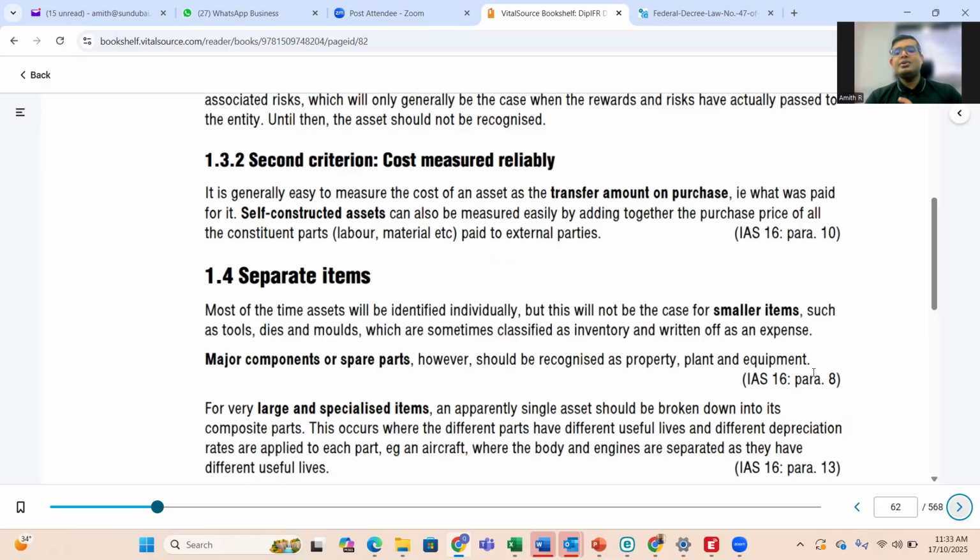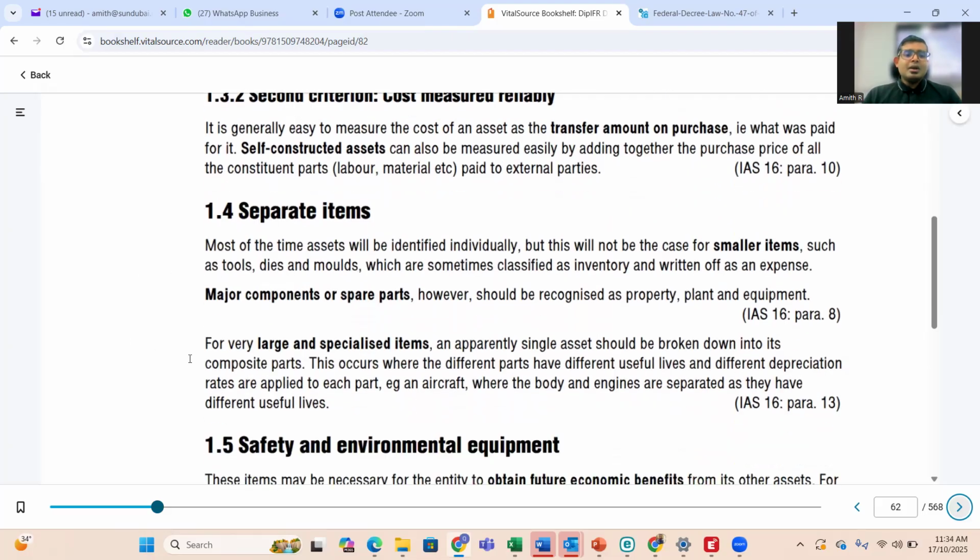The point that they're trying to derive in para 8 is that you can have a sense of materiality, even if it satisfies the PPE definition and recognition criteria. There should be a sense of materiality in recording. You can record that as an asset, or you can set a materiality threshold and expense it off. That's fine. Now, very large and specialized items, apparently a single asset, should be broken down into its composite parts. This occurs when different parts have different useful lives and different depreciation. Let's discuss that a little bit. Now, this is called component accounting.